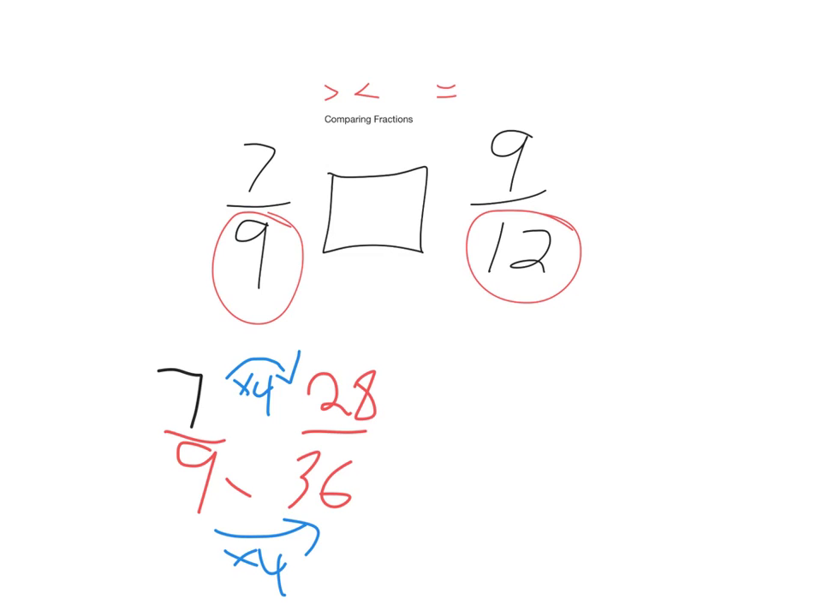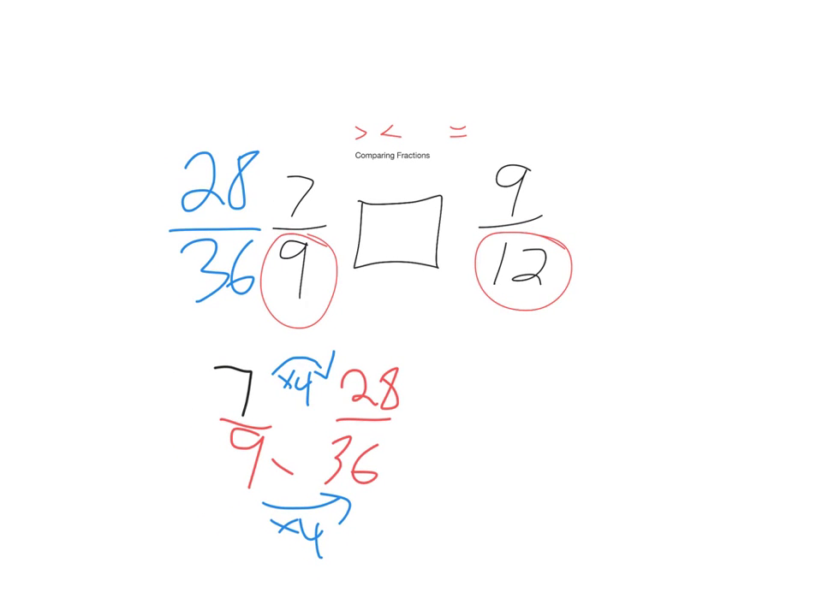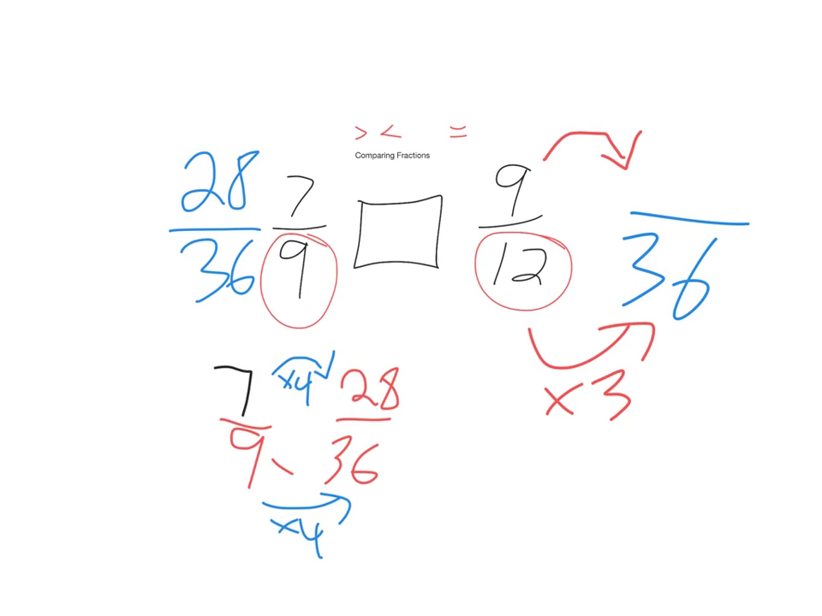Now I'm going to go ahead and write the new fraction. It's 28 over 36. Can we compare them now? No, right? We have to do the other side now in the same way, okay? So 9 and 12, we said 36 will be the common denominator. So we need to make sure that number over here is 36 as well, right? Now, 12 times what is 36? You can use the multiplication table. 3, right? So if we do it on the bottom, what do we have to do on the top? Times 3.